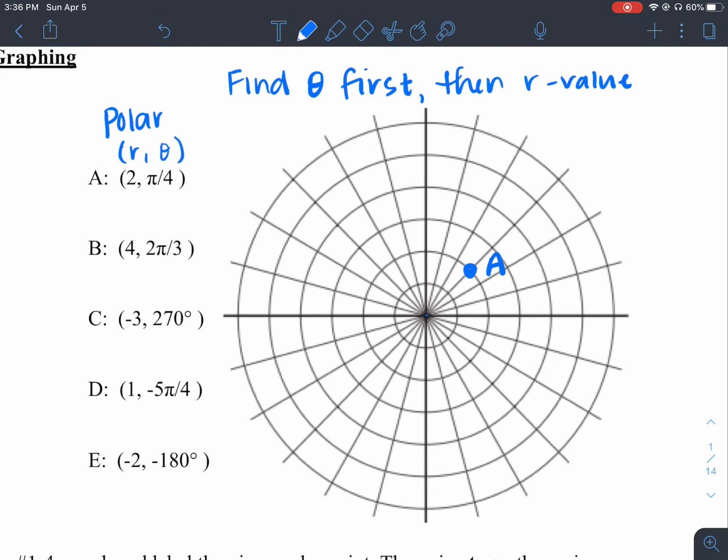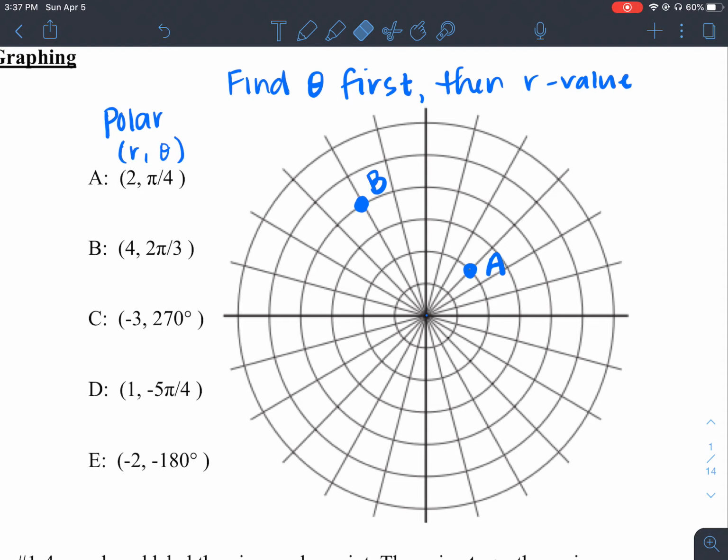All right, point B, I have an angle of 2 pi over 3. If I'm trying to find my pi's over 3, you can do this a couple of different ways, but I know that this would be my pi line, that horizontal one, and I want to cut that into thirds. 1, 2, 3, 4, 5, 6, 7, 8, 9, 10, 11, 12. There are 12 spikes that fill up the top half of that circle. So I want the 8th one. 1, 2, 3, 4, 5, 6, 7, 8. So here's my 2 pi over 3 angle line. And I want to go to a radius of 4. So I can count 1, 2, 3, 4 circles out. And there's point B.